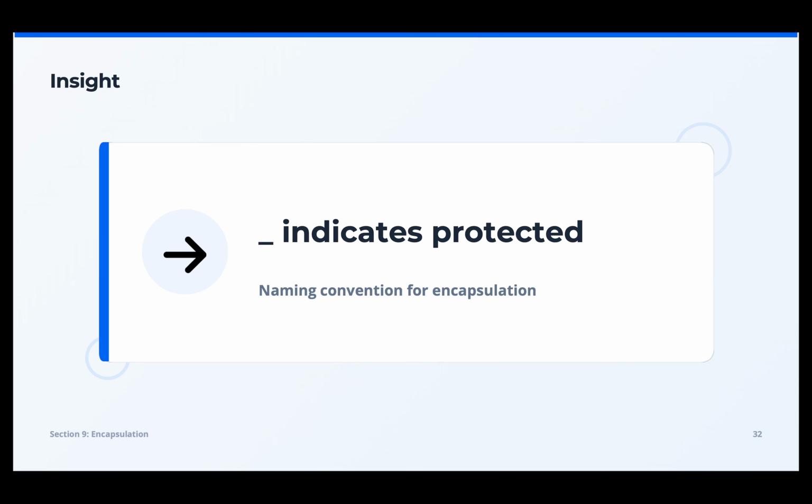Underscore in front indicates protected. This is the naming convention. In Python, a single underscore does not make the attribute truly private by force, but it communicates intent. It tells us that the attribute is part of the internal implementation and should be handled carefully.